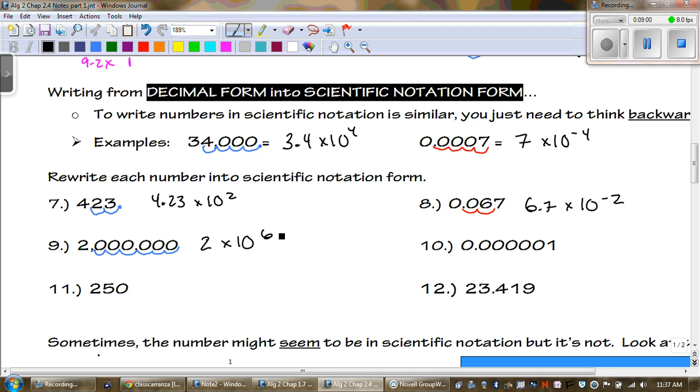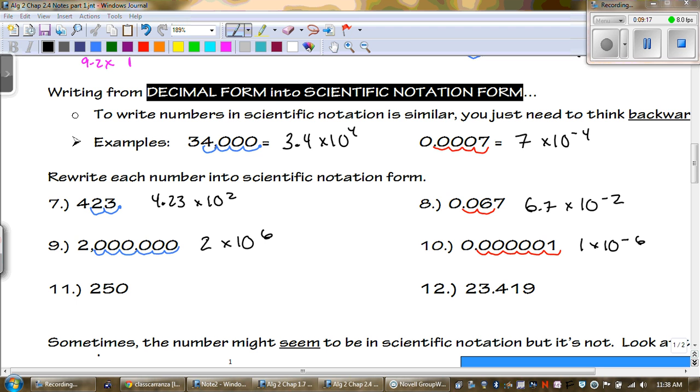Okay? Let's do one more together. I need to move it 1, 2, 3, 4, 5, 6. I have to move it 6 places to the right. They need to move it 6 places to the left.